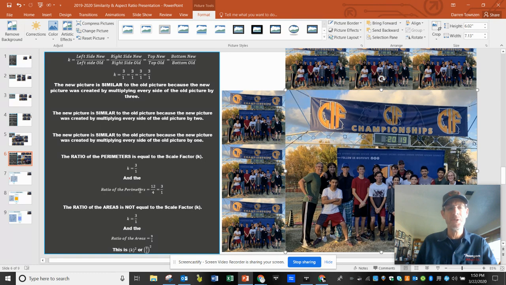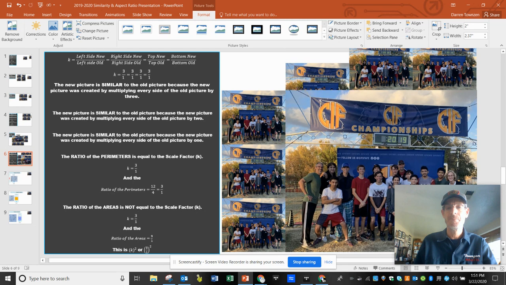The ratio of the perimeters is 12 to 4, but when that is reduced, it matches the scale factor. So changing a picture by a certain scale factor does not change the perimeter differently than that scale factor. As every side grows 3 times longer, the total perimeter is 3 times longer. Finally, when we compare the areas, we made each side 3 times longer. How does that change the area? Or how many original pictures will it take to cover the new picture?